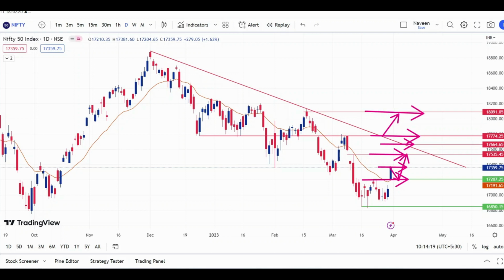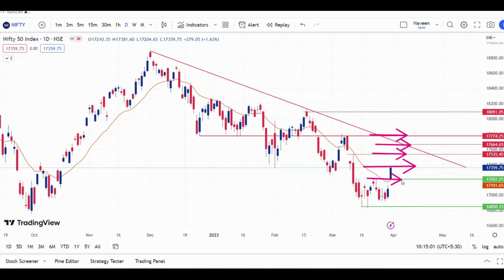That is our view for the long side. Our short side view, short side will be only below this level, 3,850. Even if index breaks the 17,200 level in the coming days and trades in this range, then again index may go in the sideways direction.